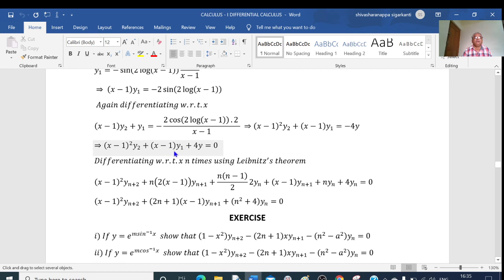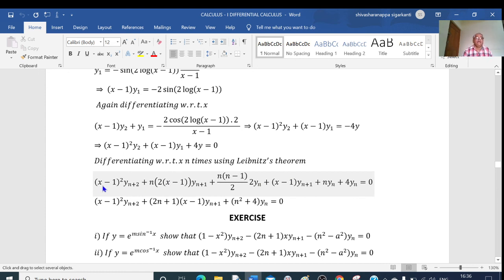Coming to the second term, the nth derivative of this is (x minus 1) into the nth derivative of y1, which is y(n+1), plus nC1, which is n, into the derivative of (x minus 1), which is 1, into one less derivative, which is yn. So this is the second term, plus 4 into the nth derivative of y, which is yn, is equal to 0.